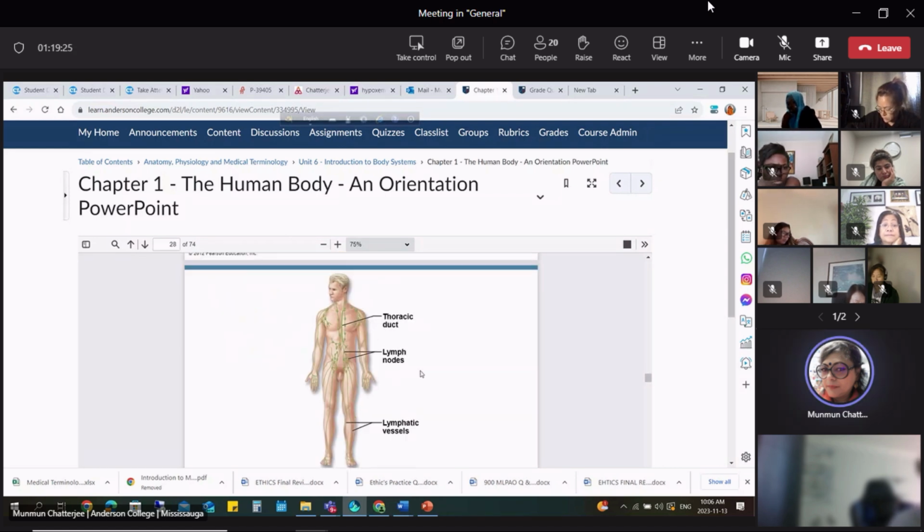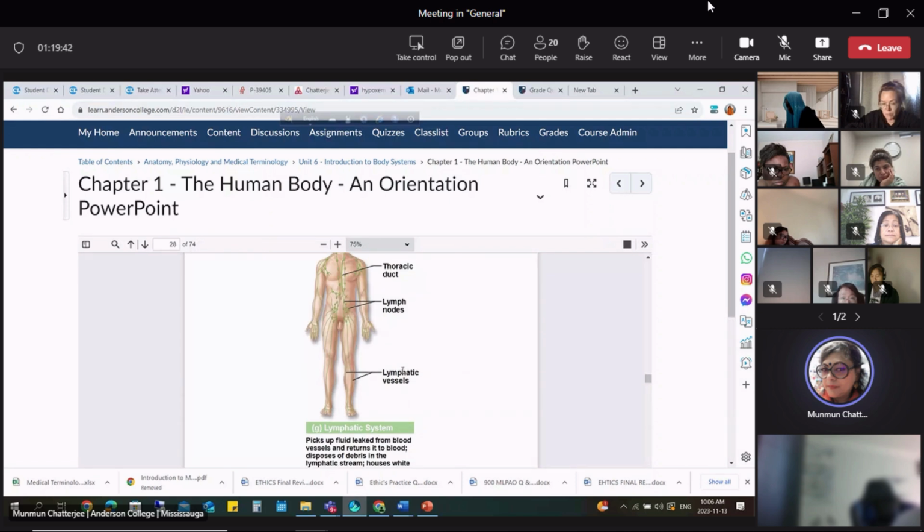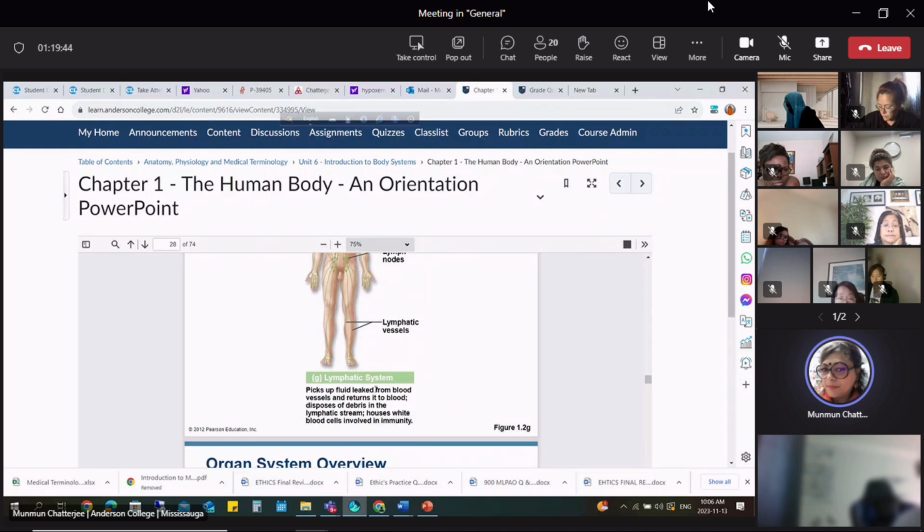So you have the lymphatic system, which also runs parallel to your vascular system. They collect the fluid and then dump it into the blood vessels again. There are a couple of lymph nodes in different places which help in your body defense. So it picks up fluid leaked from the blood vessels and returns it to the blood. It disposes of the debris in the lymphatic stream and houses white blood cells.